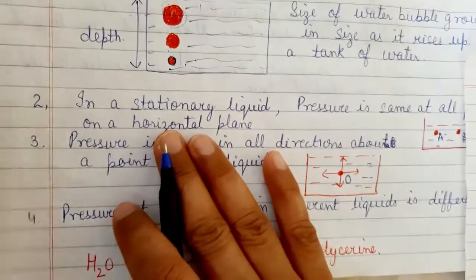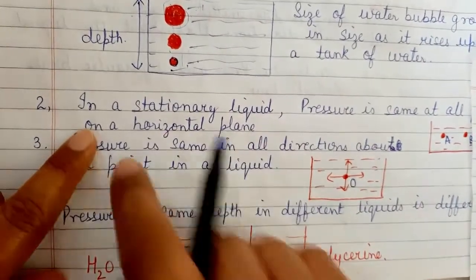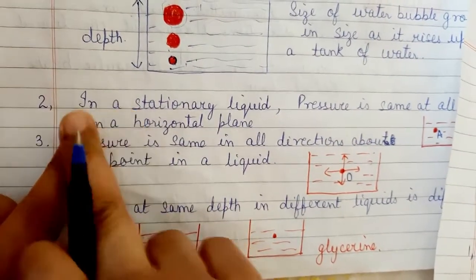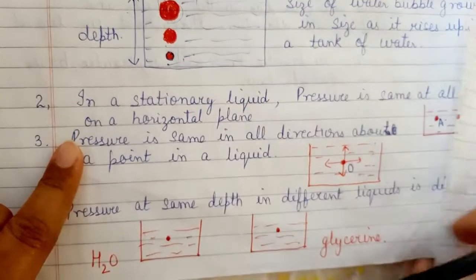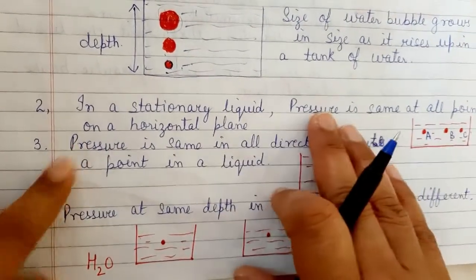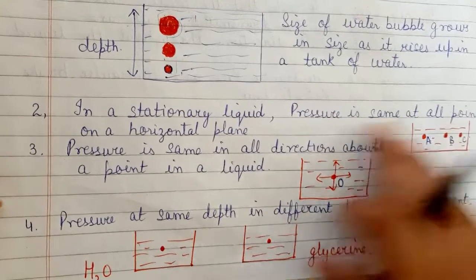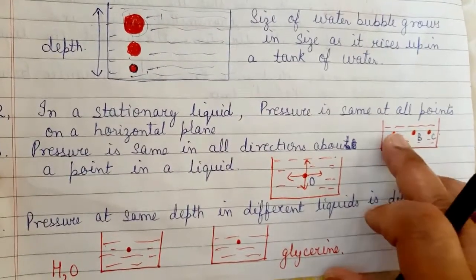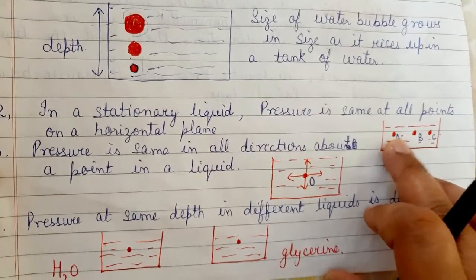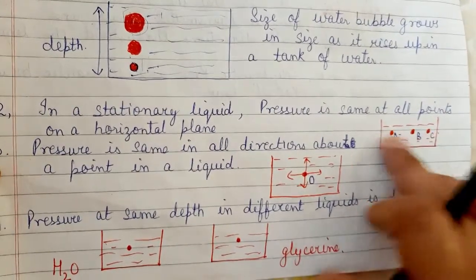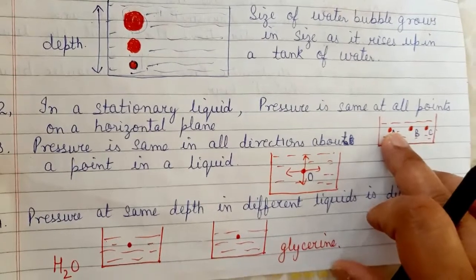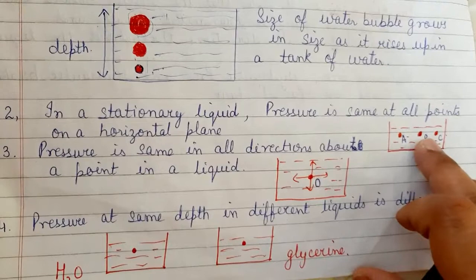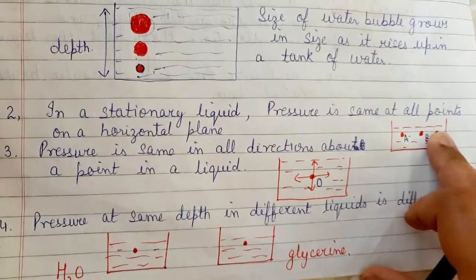Now we look at the second law of liquid pressure. The second law states that in a stationary liquid, which is a liquid that does not flow, the pressure is the same at all the points on a horizontal plane. You can see I've taken a tank of water and I have shown 3 points A, B and C. They are at the same depth. Now the pressure exerted by the liquid on all the 3 points is going to be the same because they lie in the same horizontal plane.